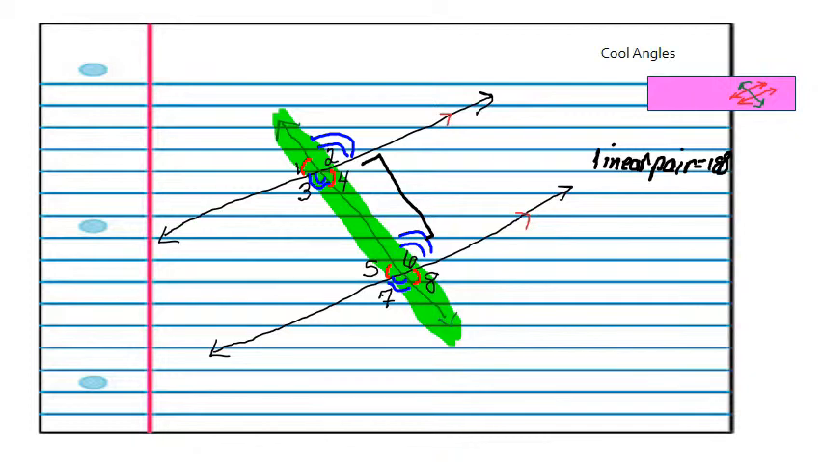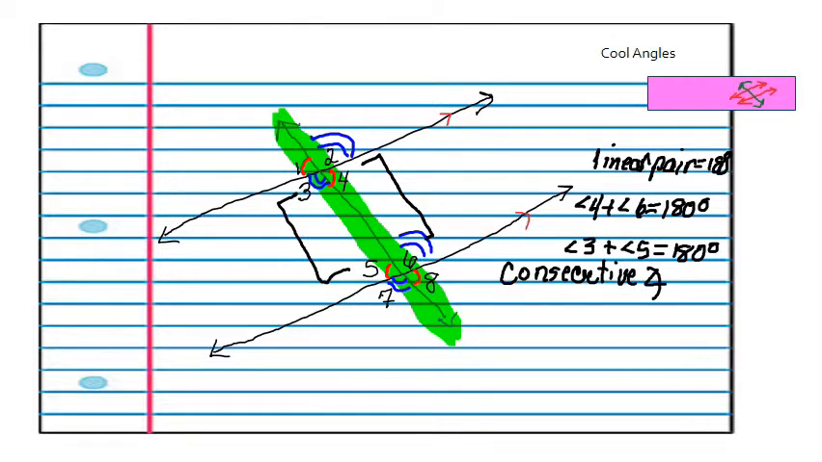Linear pairs have to have that line connecting them. But if you take the measurement of angle 4 and add it to angle 6, they likewise will equal 180 degrees. And angle 3 added to angle 5 also equal 180 degrees. So they are supplementary. These are called consecutive angles. Consecutive angles, ones that follow each other one after another.